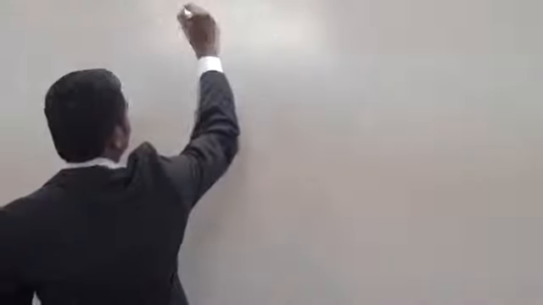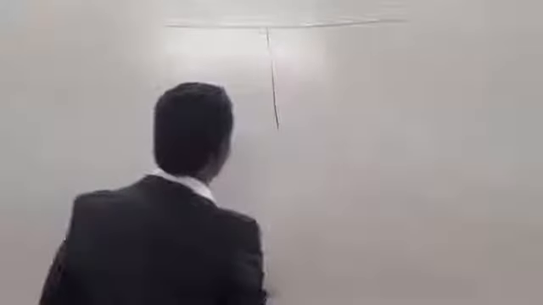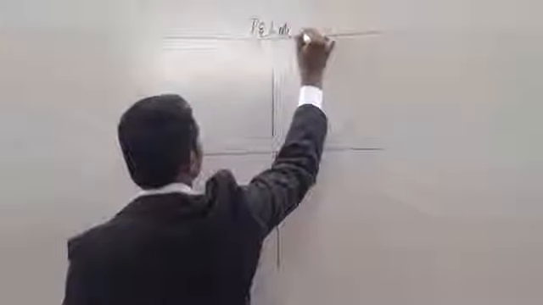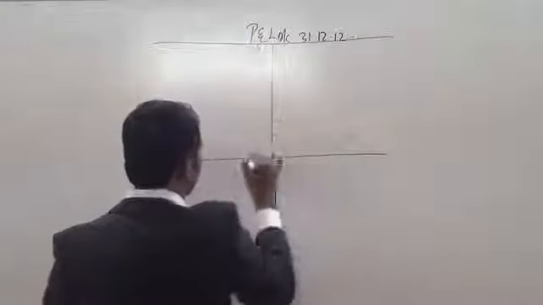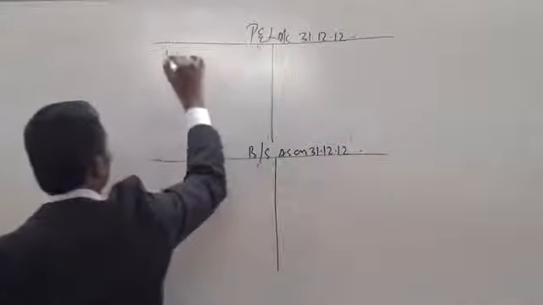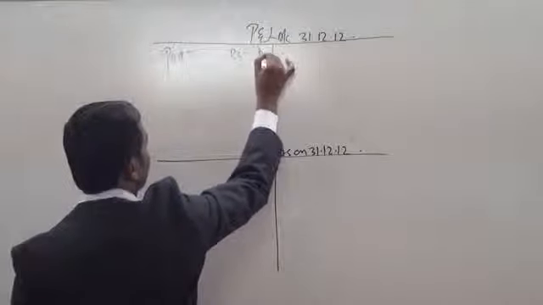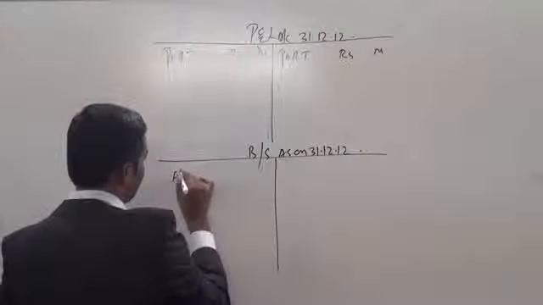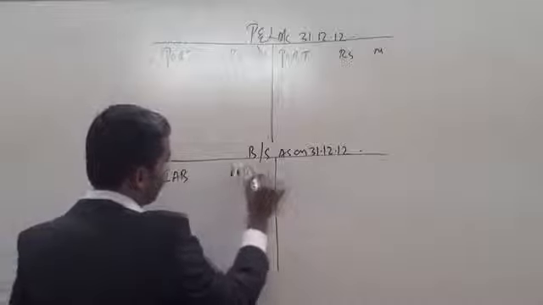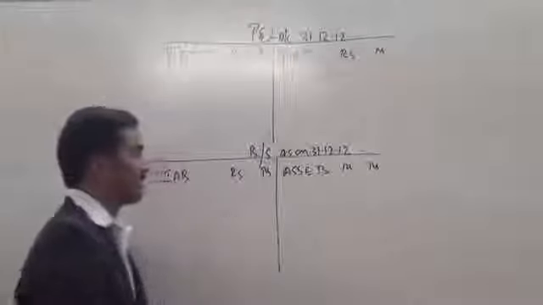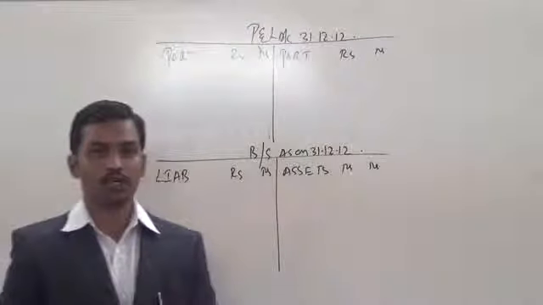We are going to use two accounts, the profit and loss account, and we are going to use balance sheet. Profit and loss account for the year ended 31st December 2012. Balance sheet as on 31st December 2012. Particulars rupees. Particulars rupees. Balance sheet. Liabilities rupees. Assets rupees. Now our final accounts are ready. How are we going to solve that problem?